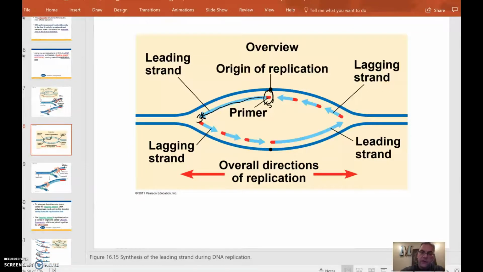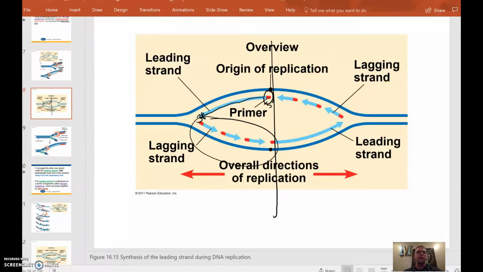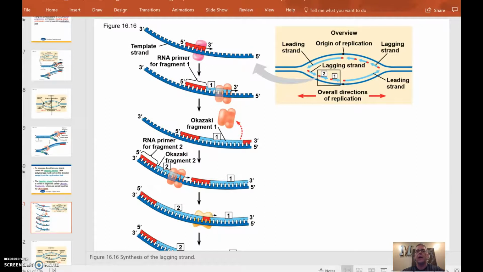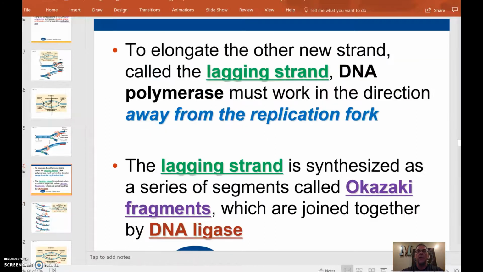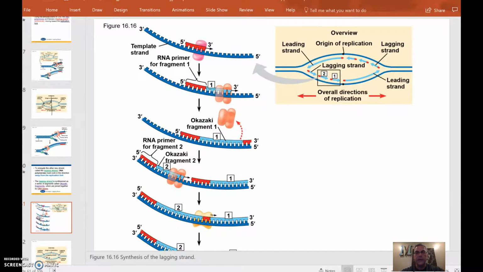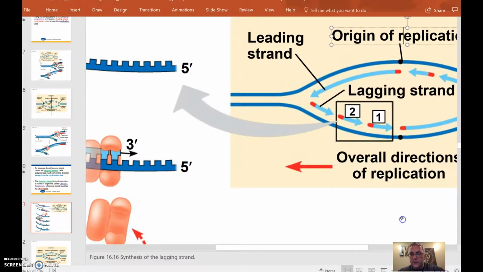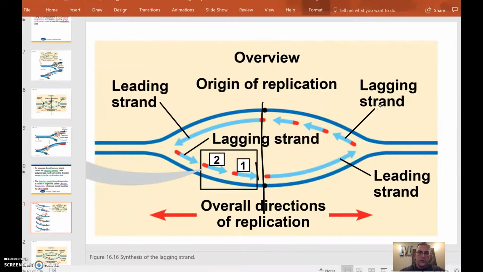Now, on the other side, let's split this in half. On this portion, we refer to that as the lagging strand. The reason why the lagging strand is a little bit different is the orientation of that particular molecule. The overall direction of what we're trying to do, if we look at this, is right here. Let's zoom in. If we split this screen right here, and we say that the direction of replication that we're focused on is this side on the left side.